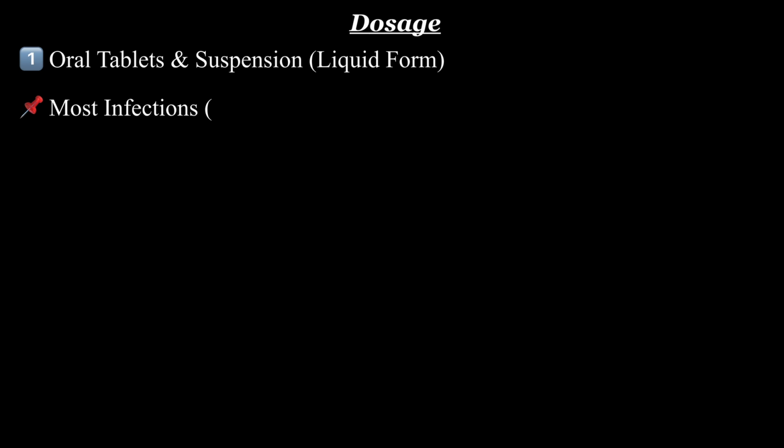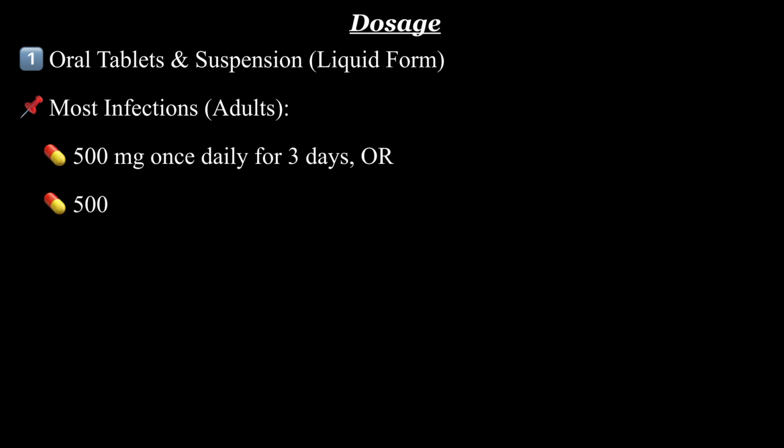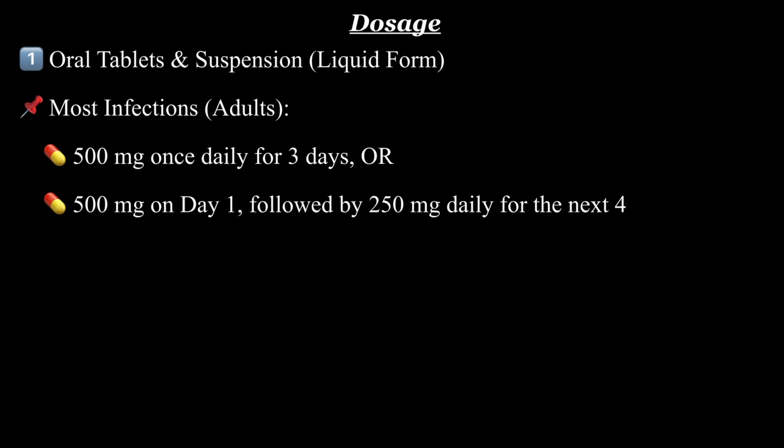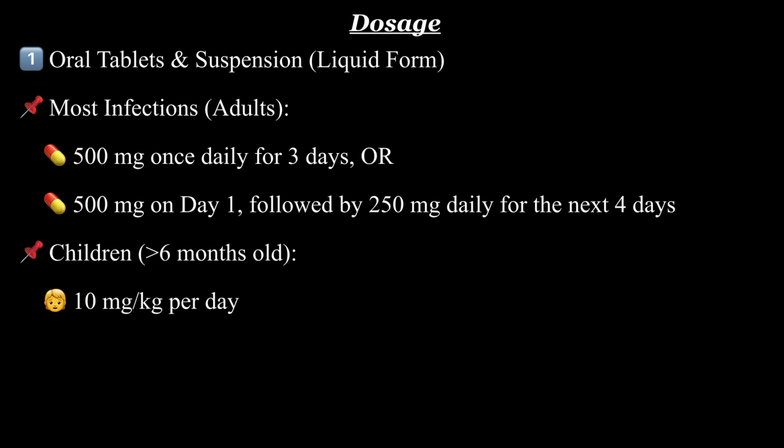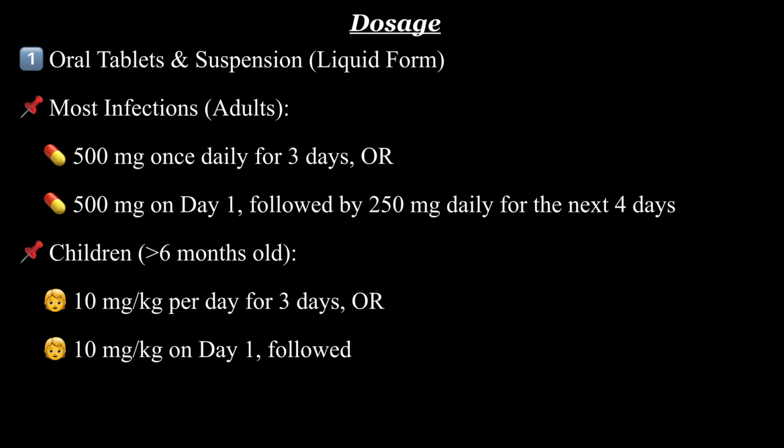Dosage. Oral tablets and suspension for most infections in adults: 500 milligrams once daily for 3 days, or 500 milligrams on day 1, followed by 250 milligrams daily for the next 4 days. Children greater than 6 months old: 10 milligrams per kilogram per day for 3 days, or 10 milligrams per kilogram on day 1, followed by 5 milligrams per kilogram for the next 4 days.